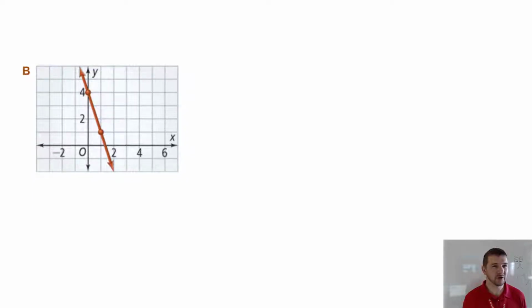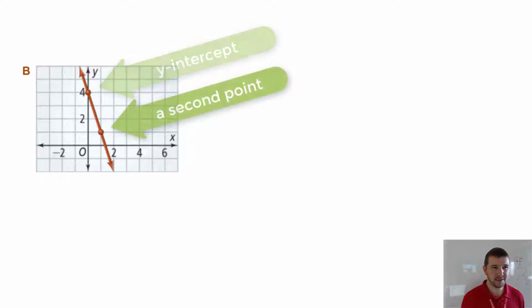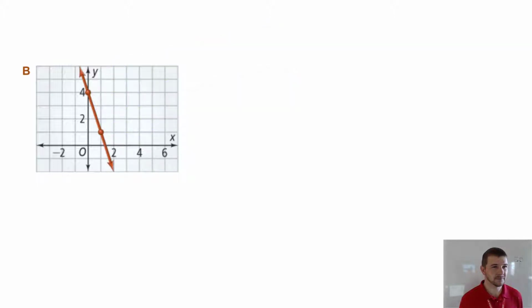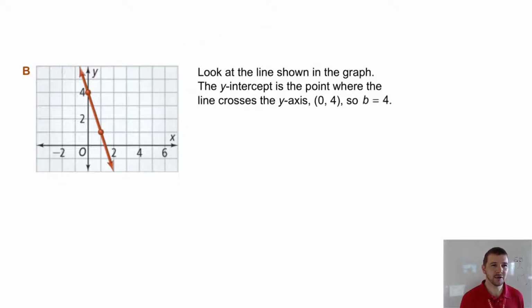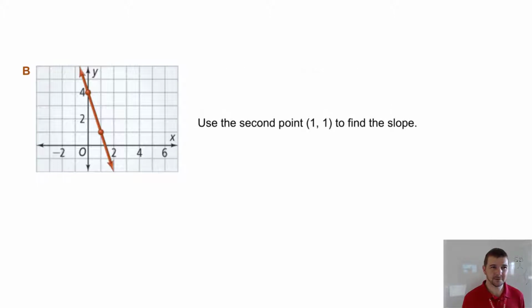Part B, we're given a graph of a line, and it looks as though we have a y-intercept indicated, and also a second point indicated to us. Look at the line shown in the graph. The y-intercept is the point where the line crosses the y-axis, or (0, 4). So b equals 4. Use the second point, indicated here as (1, 1), to find the slope.